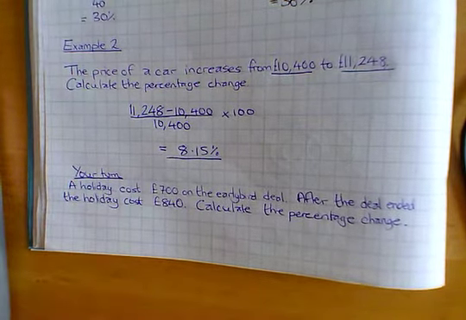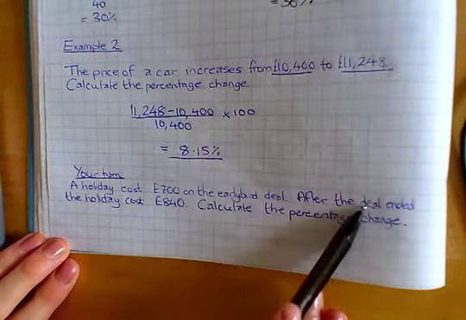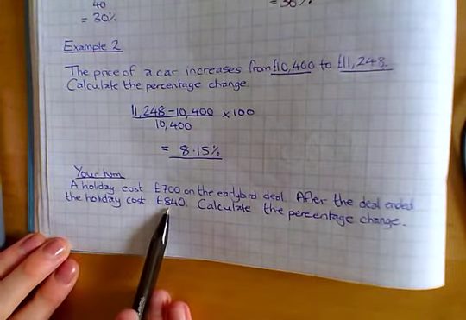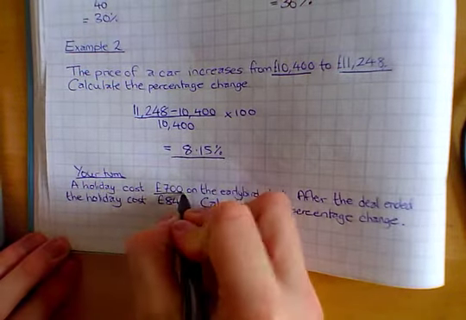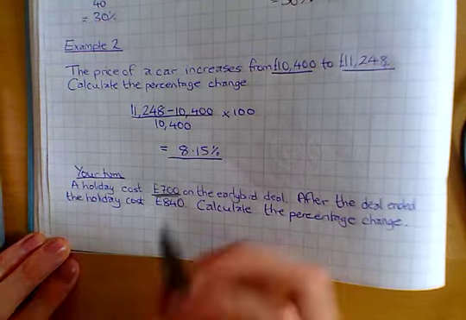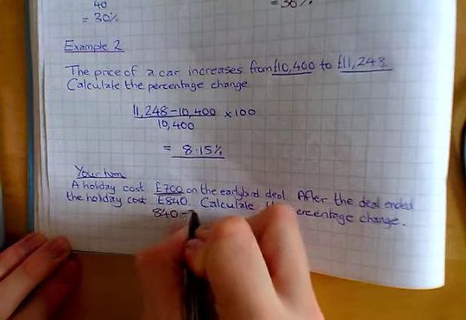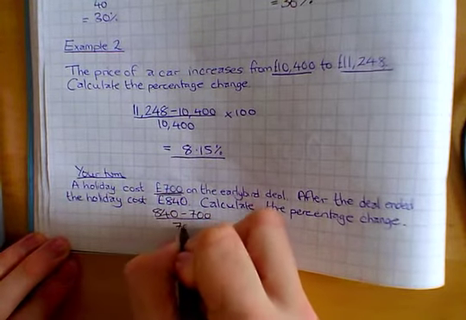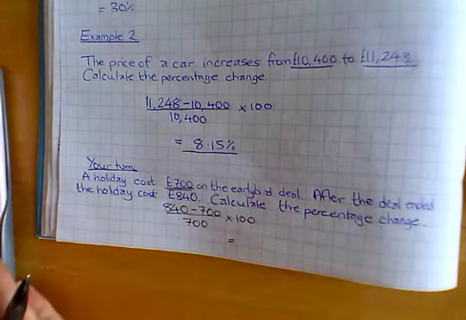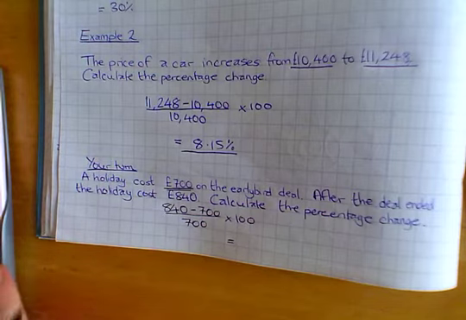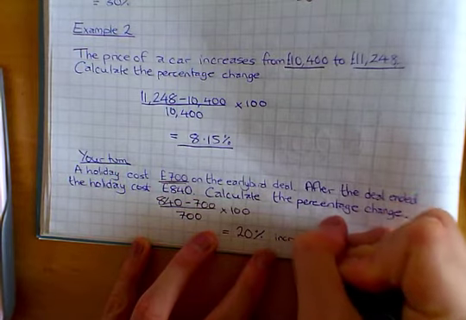Okay, so hopefully you've now had a go at this one. Here we've got that a holiday costs £700 on the early bird deal. After the deal ended, the holiday cost £840. Calculate the percentage change. So here, initially it cost £700, so this is our original, and the change is 840 take away 700. So 840 take away 700 divided by 700 times by 100 would give you an answer here of a 20% increase.